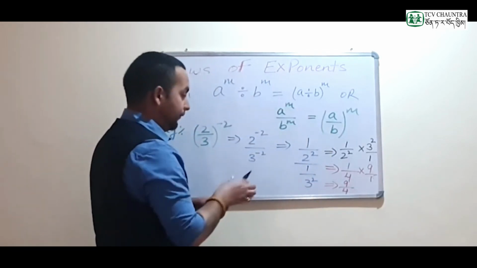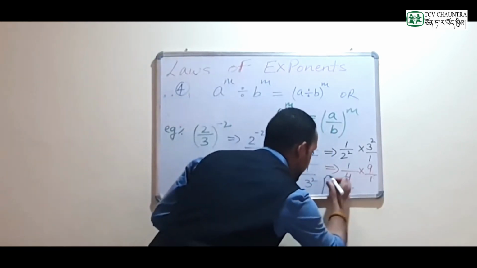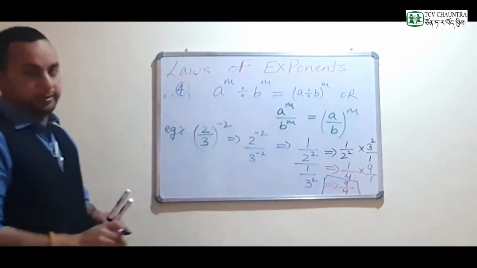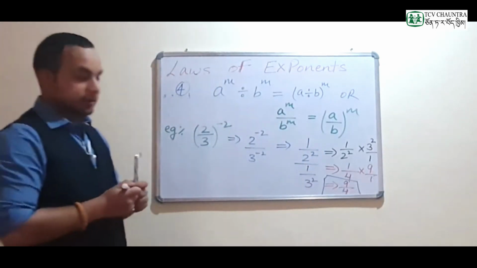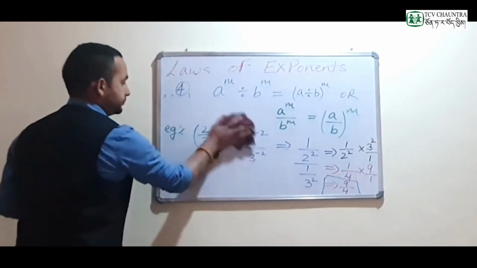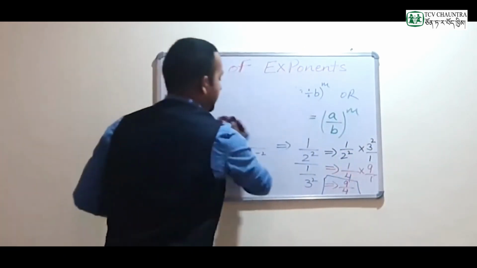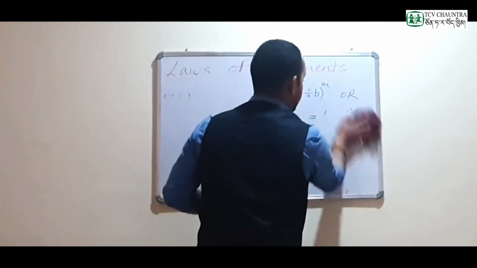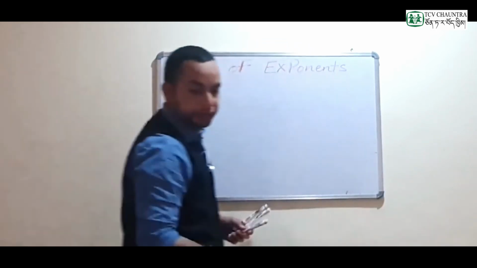So 9 upon 4 is our answer. Okay. Now coming to the next law.